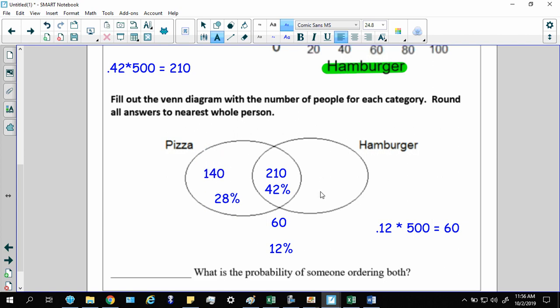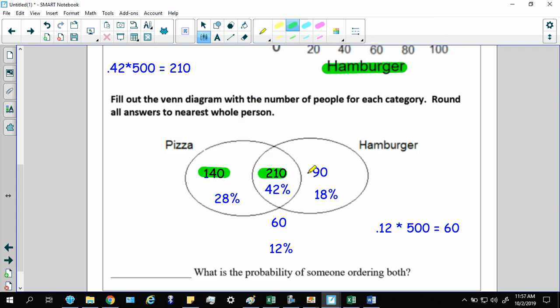And the hamburger only ended up being 18%, which, 18% times 500 is 90 students. All right. Now remember, as a self-check, that this number, this number, this number, and this number will all add up to 500 because that's how many is in the problem.